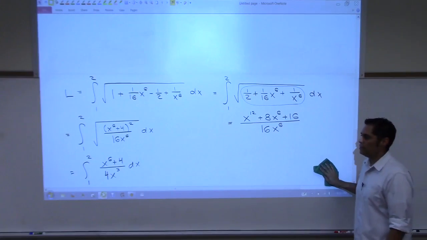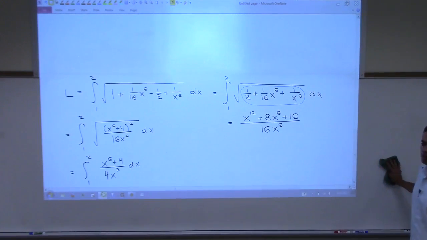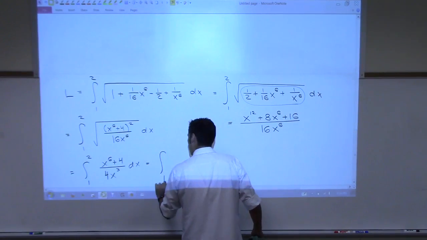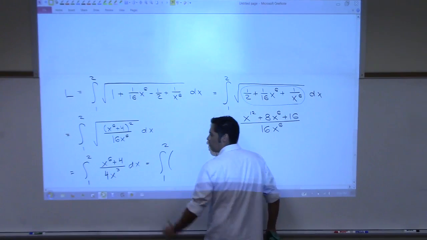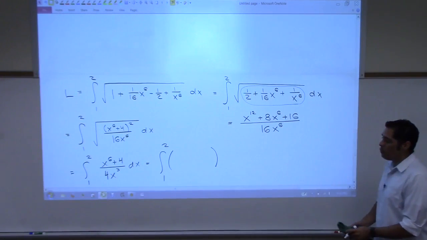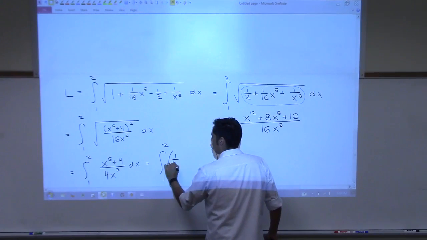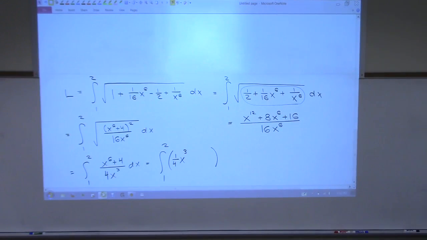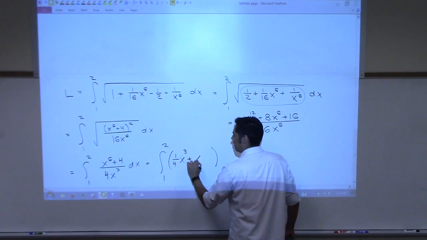Questions? I'm happy, there's no more root, right? It's good. How would you integrate that? You could split that into two integrals, couldn't you? You could go integral 1 to 2, two things here. You can go this over this over this, right? So what's x to the 6th over 4x cubed? x to the 3rd, right? With a 1/4 out in front of it. And then what's the last one? 4 over 4x to the 3rd. It's just plus x to the negative 3.